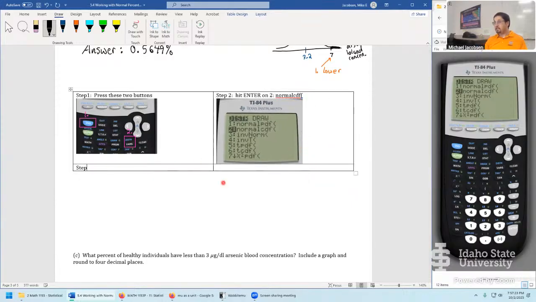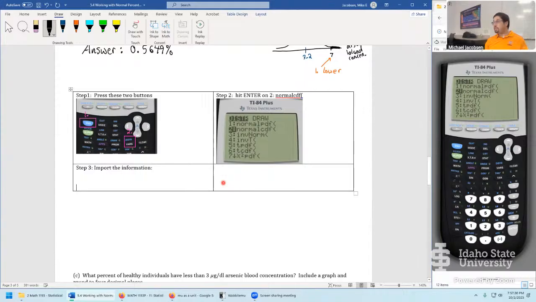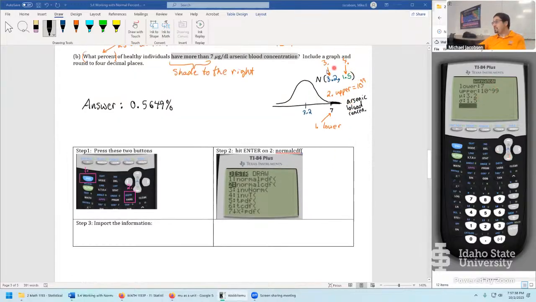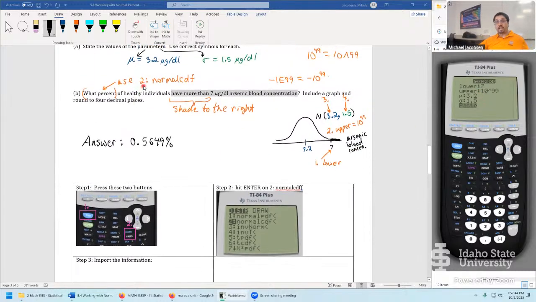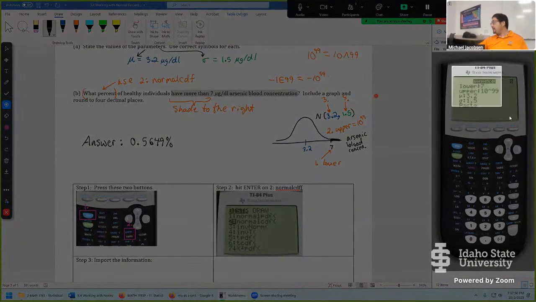Then step 3, import the information. So your window on step 3 should look like this. And this is a cool feature already. It remembers what you put in. So if we do a related question on the same model, we don't have to change those. If we use a different function, say inverse norm, then we will have to change that one. It probably doesn't have anything stored that we need. But this is what step 3 looks like.